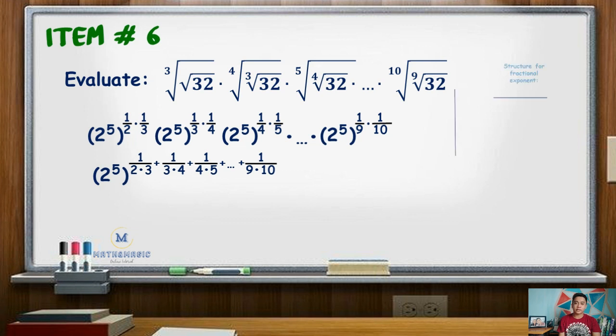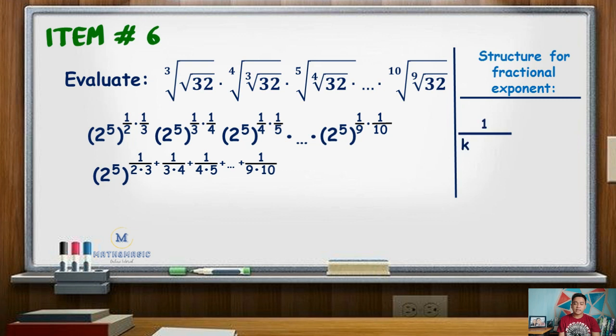Finding the structure for the exponent, say we set one of the denominators equal to k. That would be 1 over k, and since the multiplier is 1 more than the multiplicand, we will have k plus 1. We need to find an equation that would satisfy 1 over k times k plus 1. Separating the denominators, we'll have 1 over k and 1 over k plus 1.